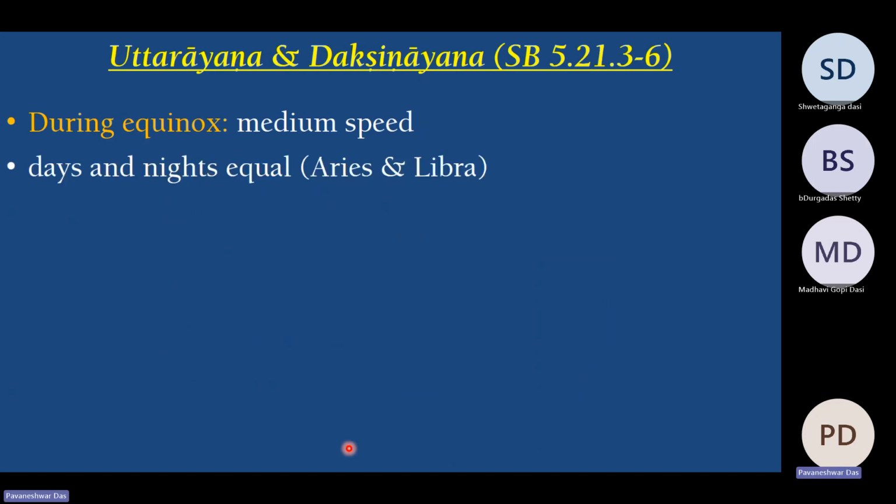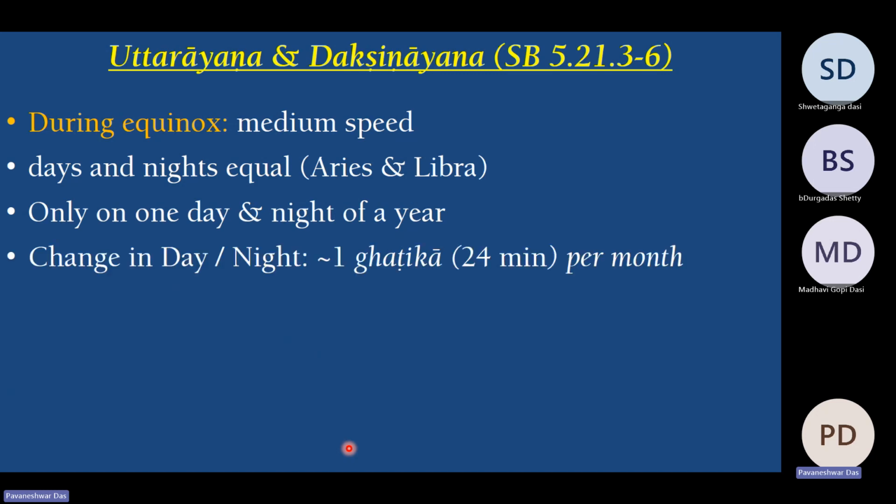And during equinox, traveling with medium speed, the day and night are equal. During this equinox time, the sun will be traveling in Aries and Libra. This equal day and night will take place only once in a year. Actually, 2 days: once it happens in April, once it happens in October. That day particularly we see the daytime will be 12 hours and nighttime will be 12 hours.